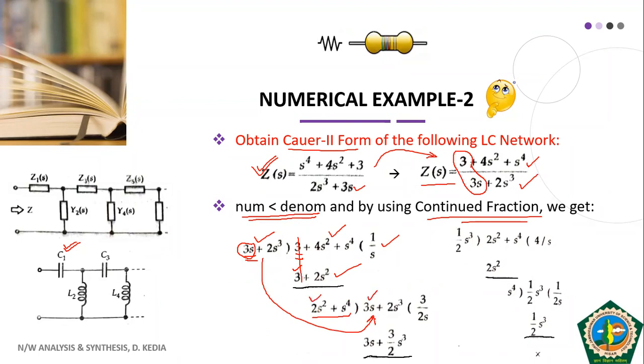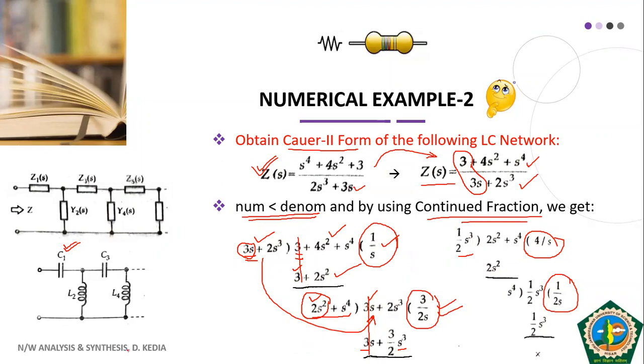Now this is 2s square, this is 3s. In order to match these, we have to divide this term by 3 by 2s. So if you multiply 2s square with 3 by 2s, you get 3s. Then this gives us 3 by 2s cube. If you subtract, this term will be cancelled, and you get as remainder s cube by 2. And you continue like this. Finally, we identify the quotients: 1 by s here, 3 by 2s, then 4 by s, then 1 by 2s. So these are the quotients for our continued fraction approach.